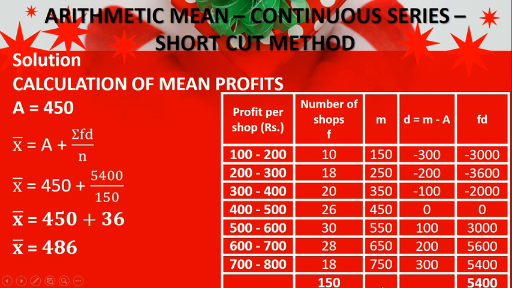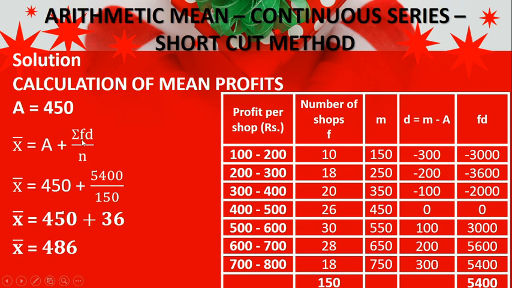From the midpoint we can assume anything as a. I have taken 450 as a. So D is m minus a. From every midpoint we are subtracting this a. So from 150 we subtract 450, which is minus 300. 250 minus 450, minus 200. 350 minus 450, minus 100. 450 minus 450, 0. 550 minus 450, 100. 650 minus 450, 200. 750 minus 450, 300. So D values are found.